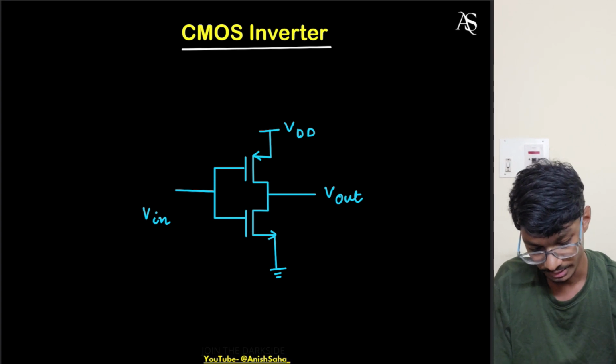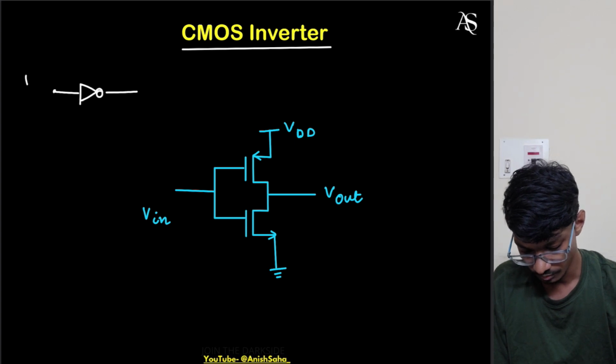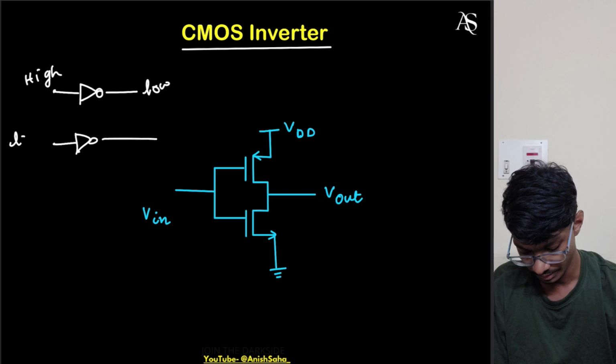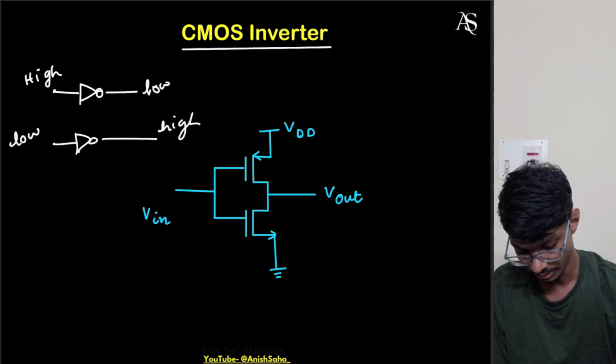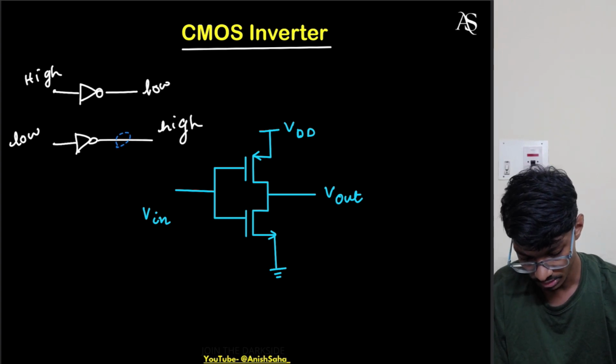For an inverter, let me draw this roughly. So this is basically an inverter. When the input is high, then the output will go low, and when the input is low, then the output will go high, right? So this is basically what a CMOS inverter does.